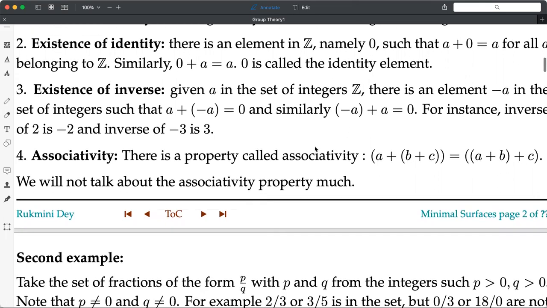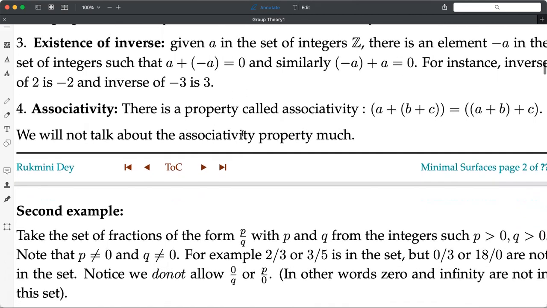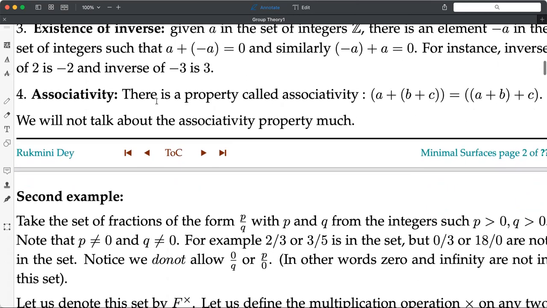So 2 is the inverse of minus 2 and minus 3 is the inverse of 3 and vice versa. And there is a fourth property called associativity. That says if you add b and c first and then add a to it, that's the same as adding a and b first and then adding c to it. So in this pairwise addition, the order of grouping doesn't matter.